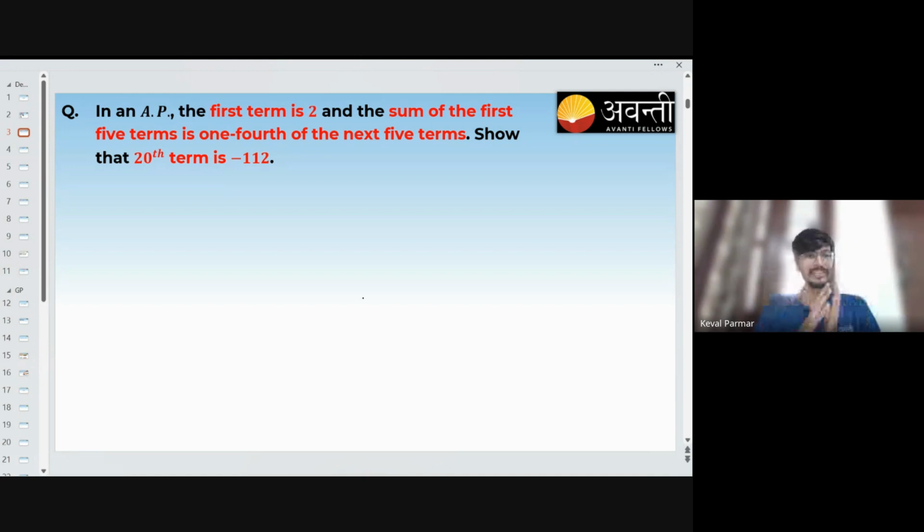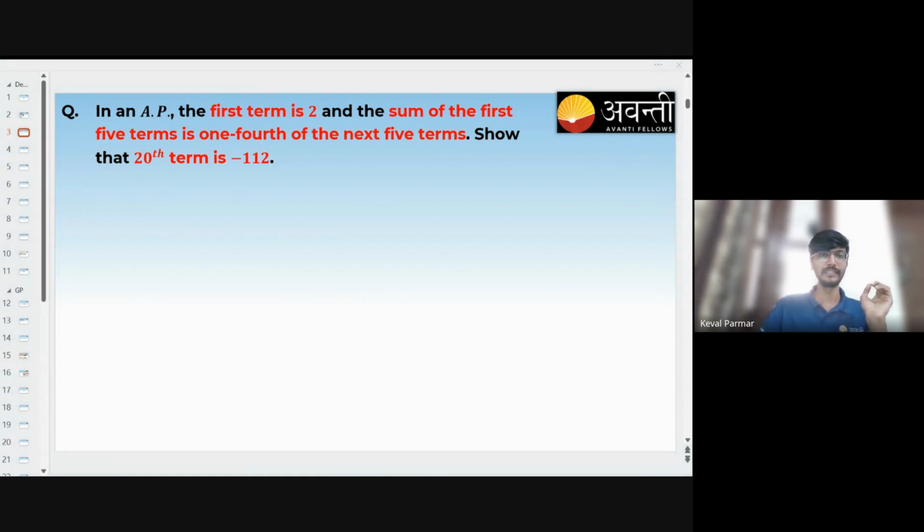So here again, the questions are on AP. In an AP, the first term is 2. The sum of the first 5 terms is 1/4 of the next 5 terms. Now, I hope your English is very good, because in word problems they try to play with language. So many times you will see that the question is a bit confusing because of the language. So let me make this simple for you.